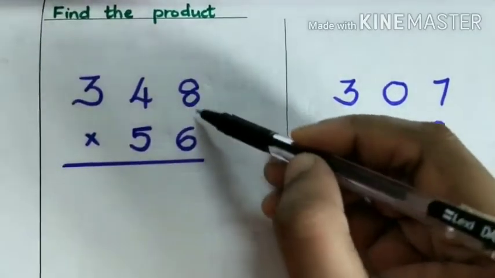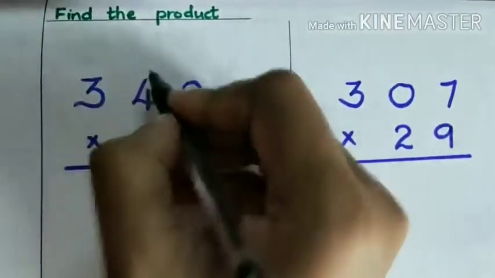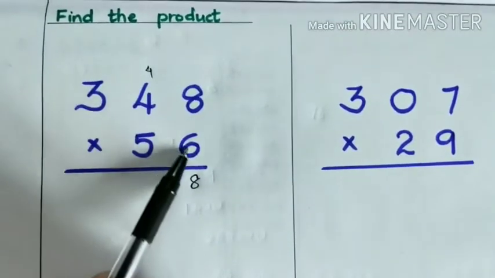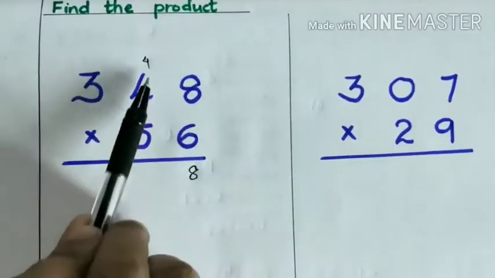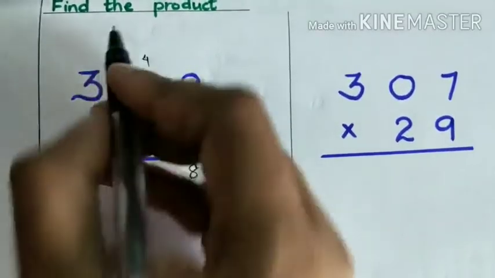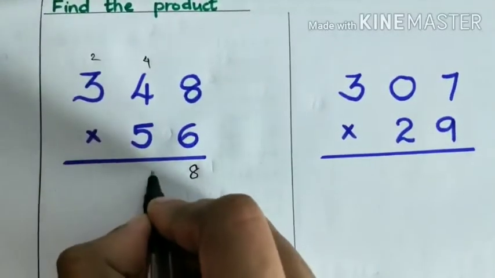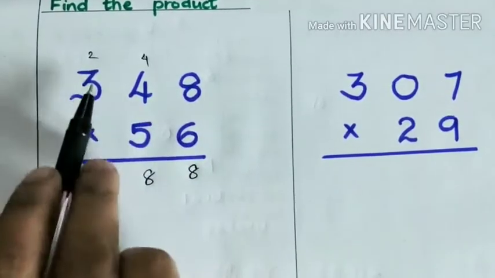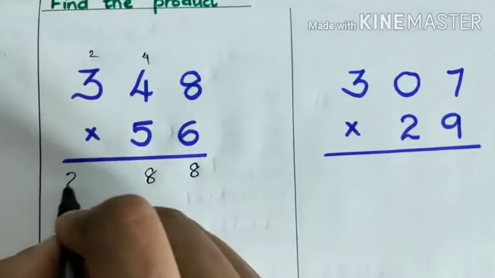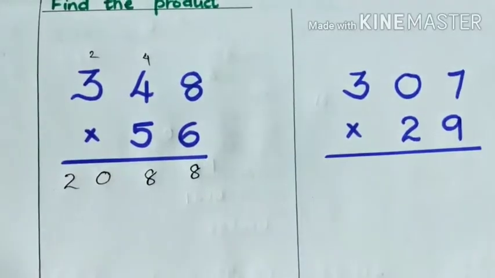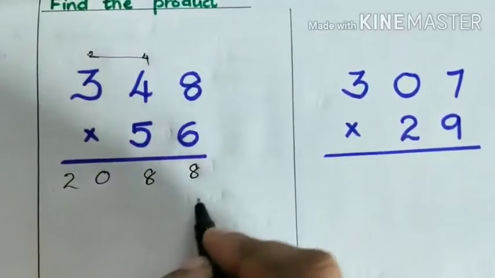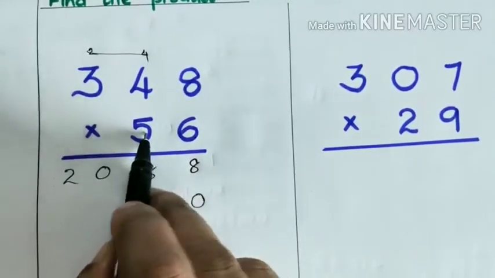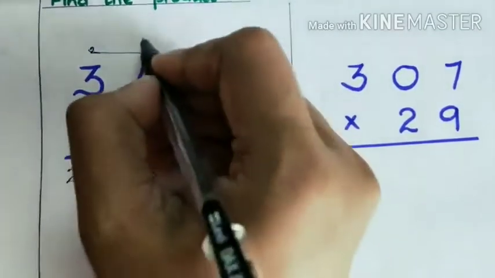First we have to multiply 8 into 6, 48. 4 into 6, 24 plus 4, 28. 3 into 6, 18. 18 plus 2, 20. Now strike these digits. Give a 0 here again. 8 into 5, 40.